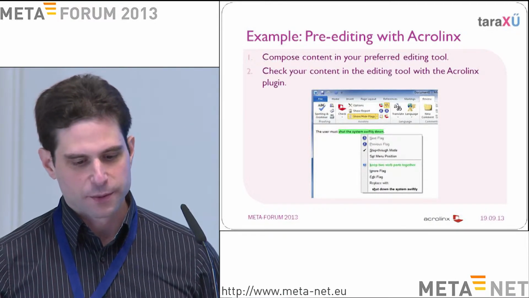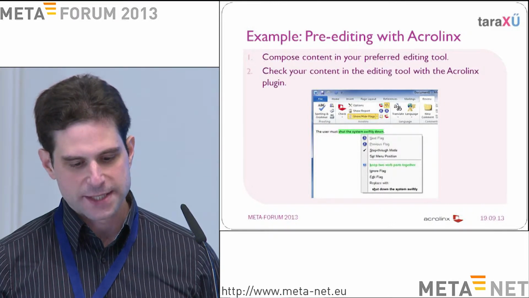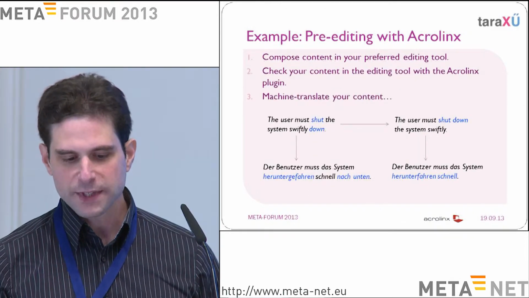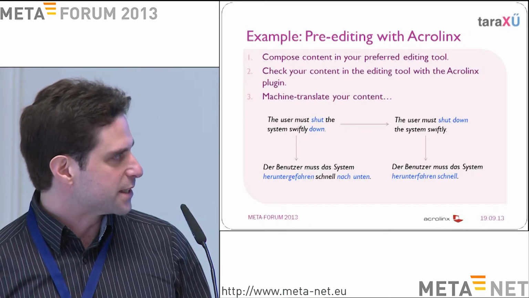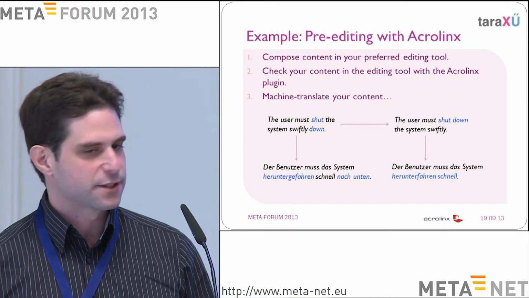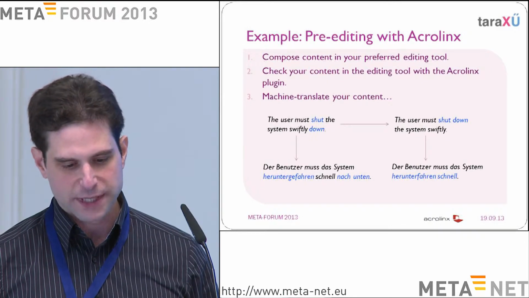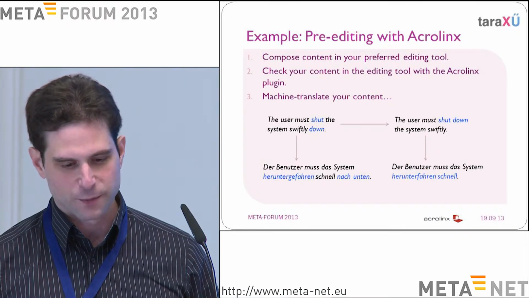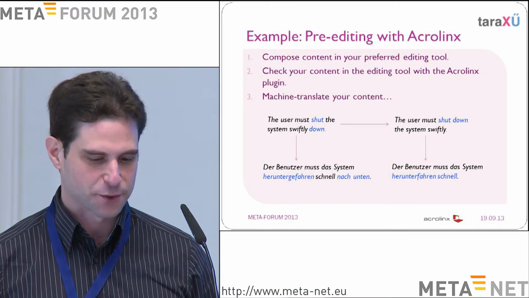And after you have improved the source, you machine translate it. At the bottom right is the actual current Google translation of the corrected version. Der Benutzer muss das System herunterfahren schnell. It's not perfect. The schnell is not in the right place, but it's much better than what Google Translate gives you for the original source.